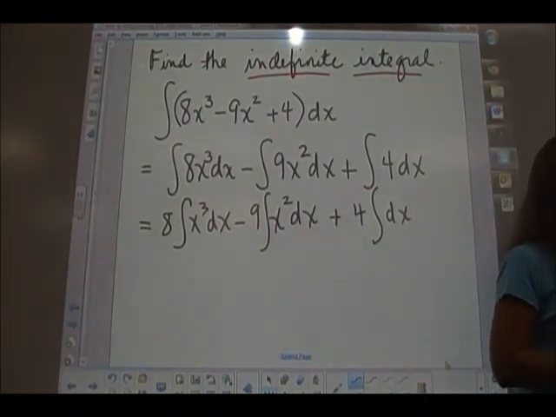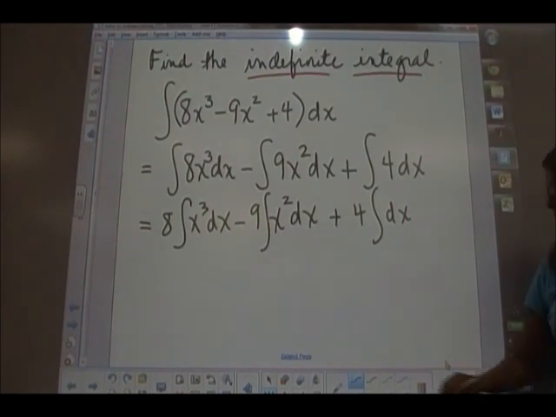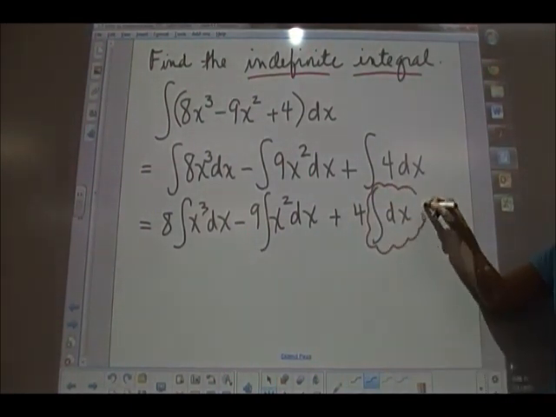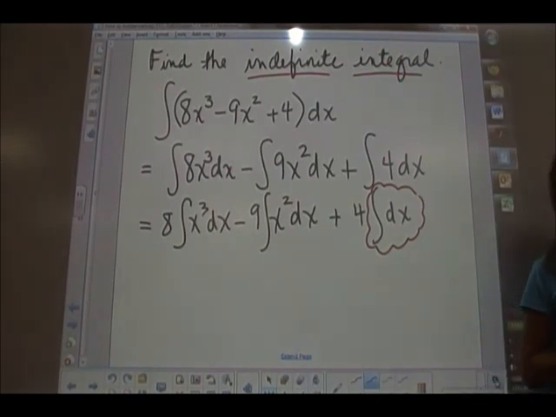I haven't done any integration yet, really. I've done no calculus. I've just rewritten it so that I can get everything in terms of the sheet. I'm going to start over here on the right-hand side. Look at the integral that I have outlined in red.